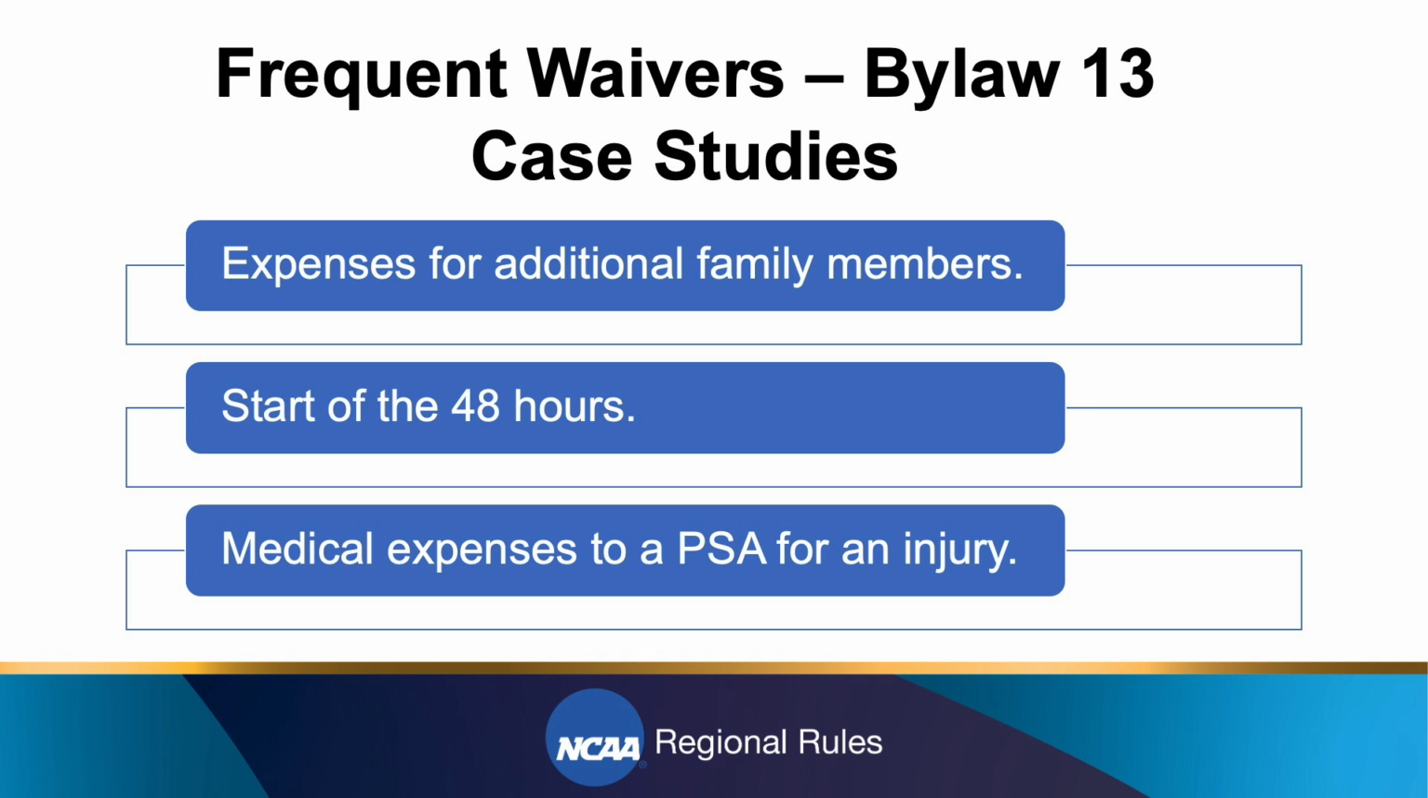The first 3 I'm going to review and provide case studies for are expenses for additional family members to attend an official visit, extension of the 48 hours for an official visit, so either before or after the end of the 48 hours, and medical expenses for a PSA who suffered an injury.